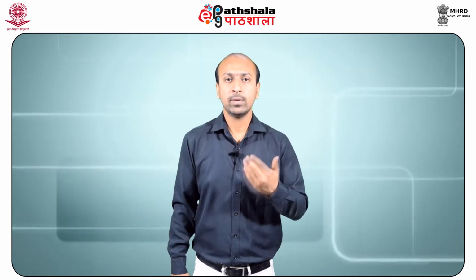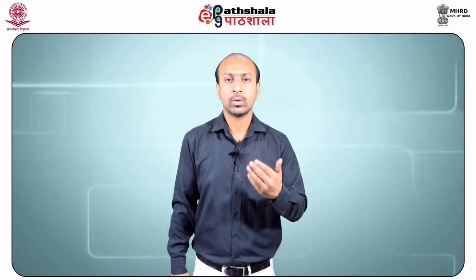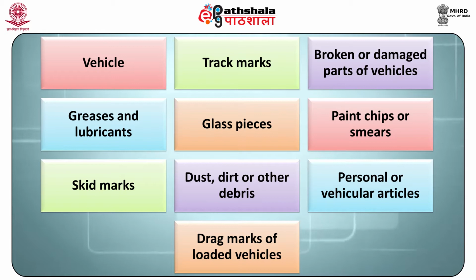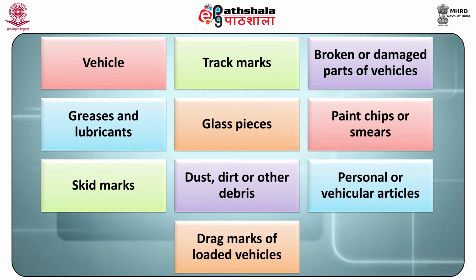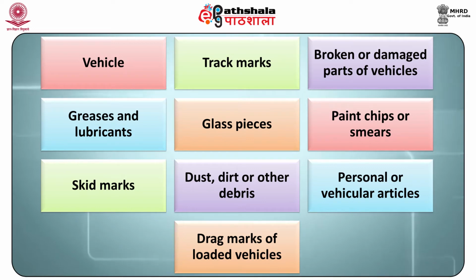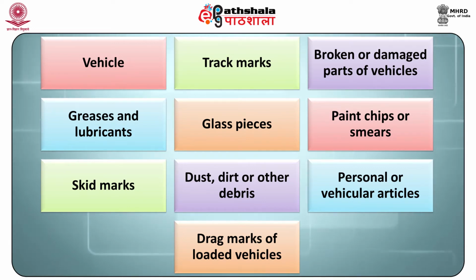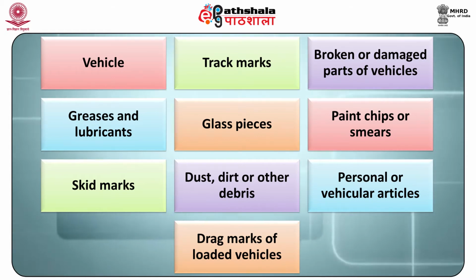The following evidentiary material can be found at the crime scenes: the vehicle, maybe one or more, its type, direction and position. Next point is the trace marks like tire impressions of the four-wheeler, which are found either at the sharp turns or where the vehicle has been reversed. Next point is the broken or damaged parts of the vehicles. Next point is the greases and the lubricants of the particular vehicle.